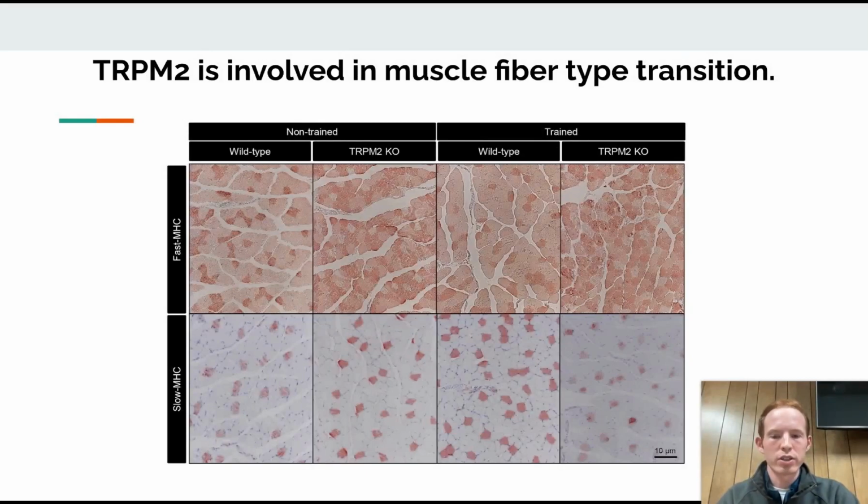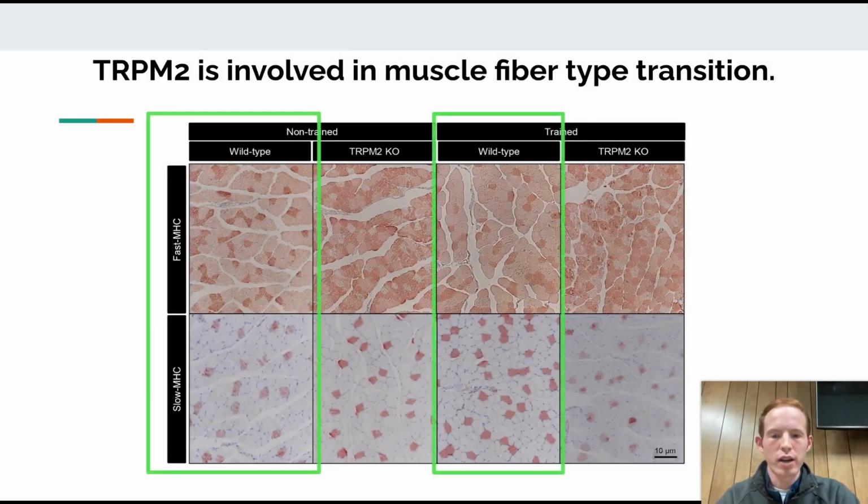We can see this in picture form here. If we look at the non-trained wild type and the trained wild type, non-trained on the left, trained on the right, the bottom shows the slow twitch fibers taken from some of the mice. We can see the non-trained, we have slightly underdeveloped slow twitch muscles, whereas after the endurance training, the 5 weeks, we can see the slow twitch fibers are greatly developed and much more dense, whereas our fast twitch fibers, if anything, get a little less developed.